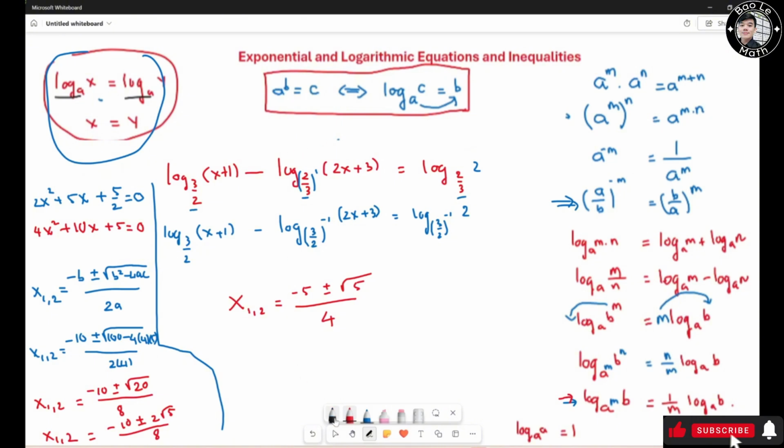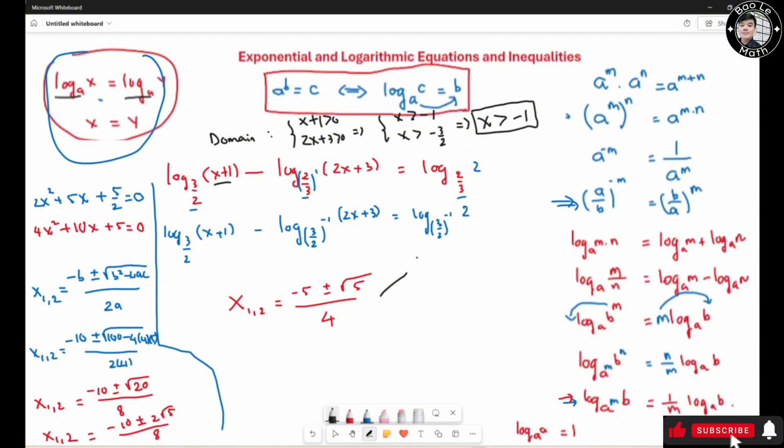Now we look at this one right here. We need to find the domain, right? So the domain is going to be x plus 1 greater than 0 and 2x plus 3 greater than 0. Alright, so this guy turns out to be x greater than negative 1 and x greater than negative 3.5. Alright, so if you combine this one, it turns out to be x greater than negative 1 is the final domain.